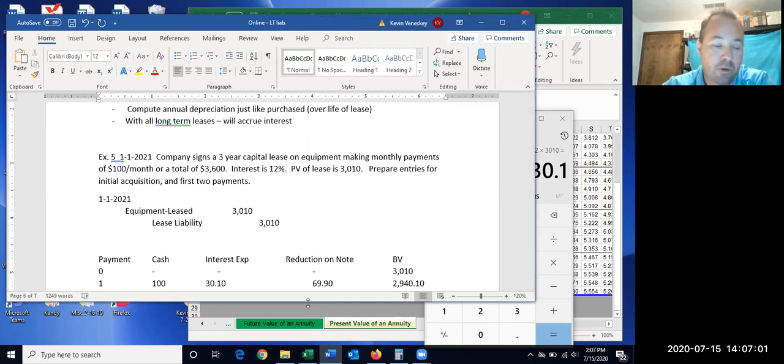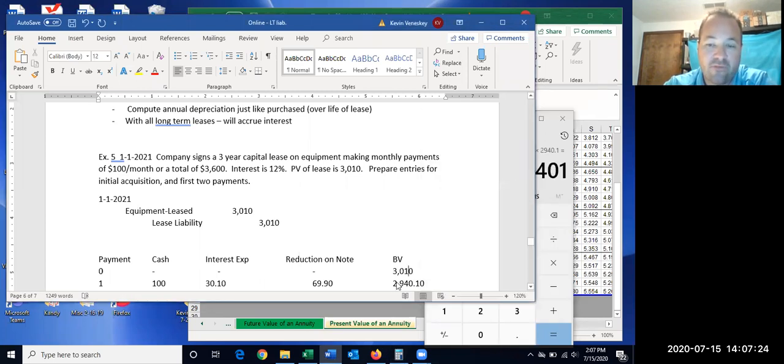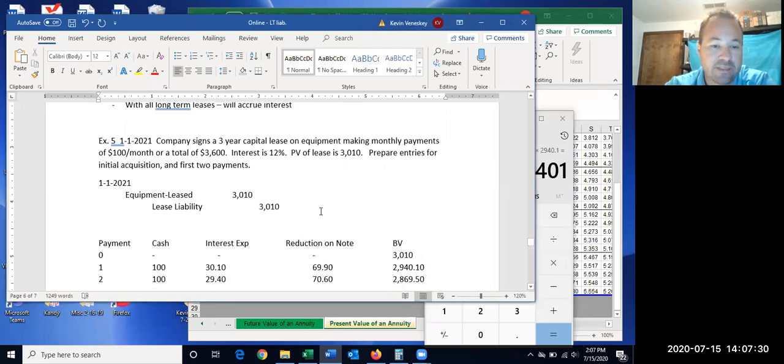Now let's do it one more time, and then we'll do the journal entries. Let's figure out what payment 2 is. Payment 2, the cash is still going to be the same, 100, but the interest is going to be slightly less. Let's figure it out. We have 1 over 12 times 12% times $2,940.10, because that's our new value of the note. So my interest is now $29.40. That little extra goes to the note. A little bit over time starts adding up.